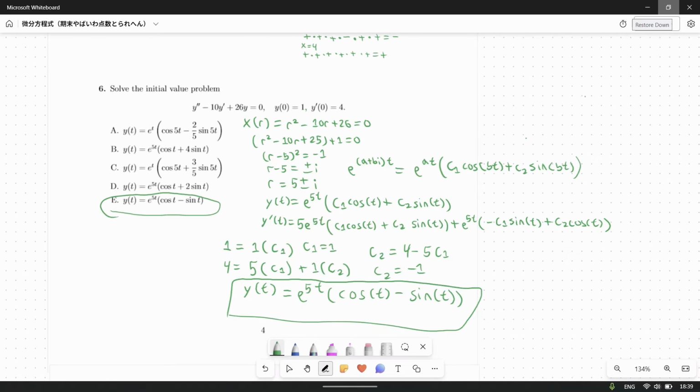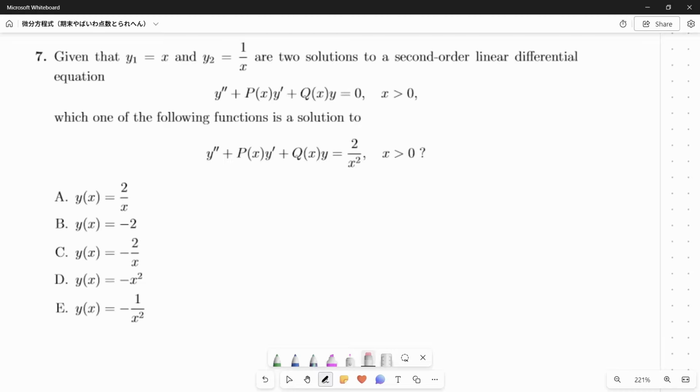All right, given that y sub 1 is equal to x and y sub 2 is equal to 1 over x are two solutions of a second-order linear differential equation, which one of the following functions is the solution to the other differential equation written down below?